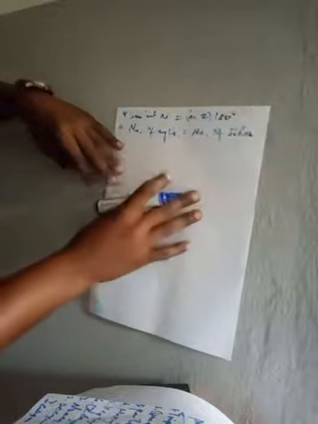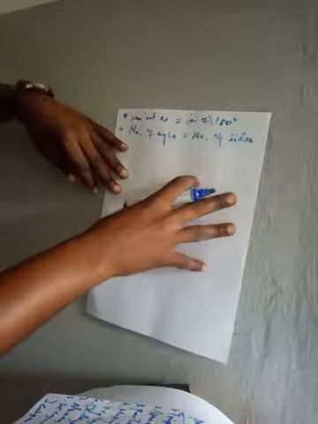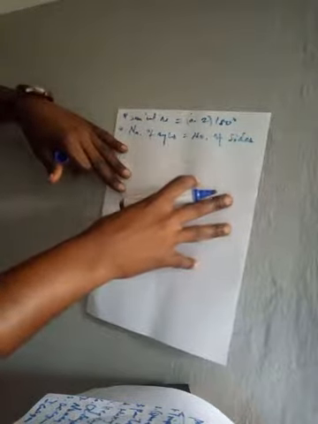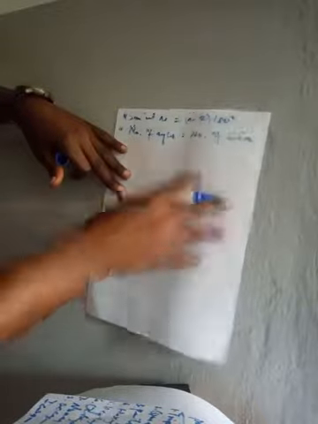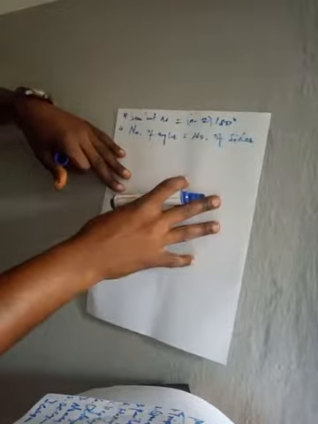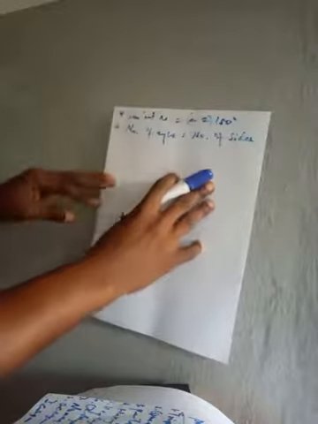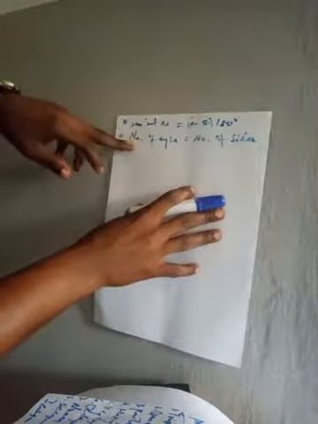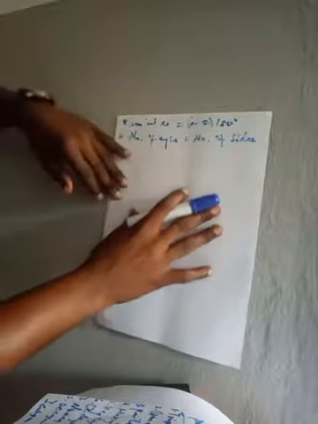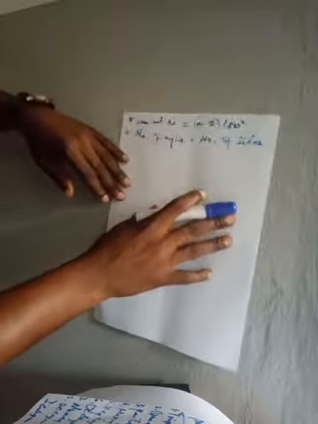For example, the number of angles of a triangle is 3. That is why a triangle has 3 sides. The number of angles of a quadrilateral is 4, and so a quadrilateral has 4 sides. That's what we are talking about here. The number of angles is equal to the number of sides of a regular polygon.